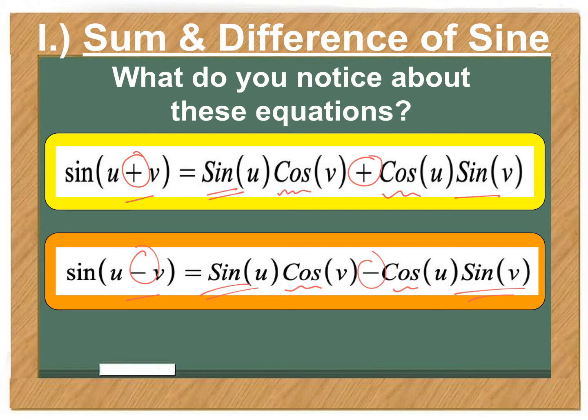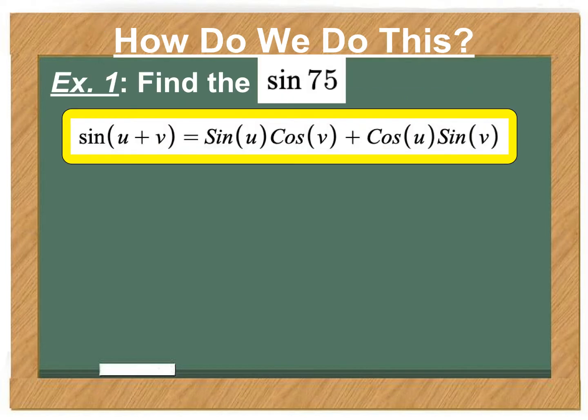And then let's look at the variables themselves. We're dealing with u's and v's, and they stay in the order. So it goes u, v, u, v. So just some things when you're doing the sum and difference for sine: if it's addition, it becomes addition, subtraction becomes subtraction, and then it alternates sine, cosine, and then switches cosine, sine. So let's get back to that sine of 75. We're going to use 45 for u, and for v we're going to use 30.